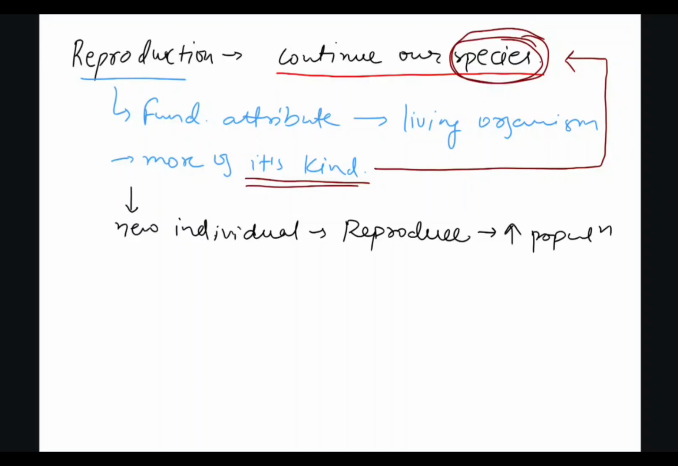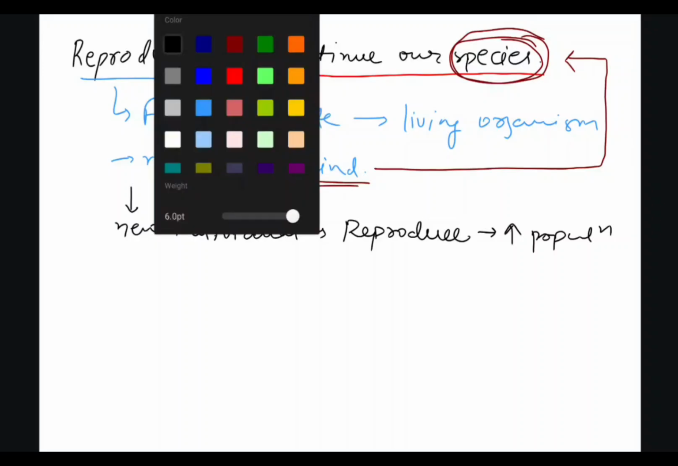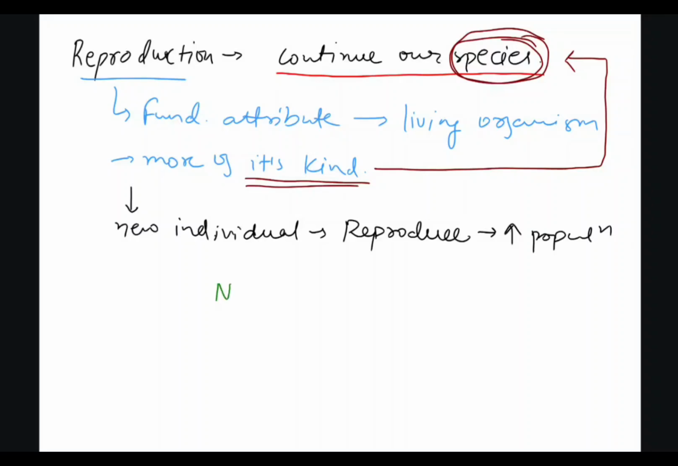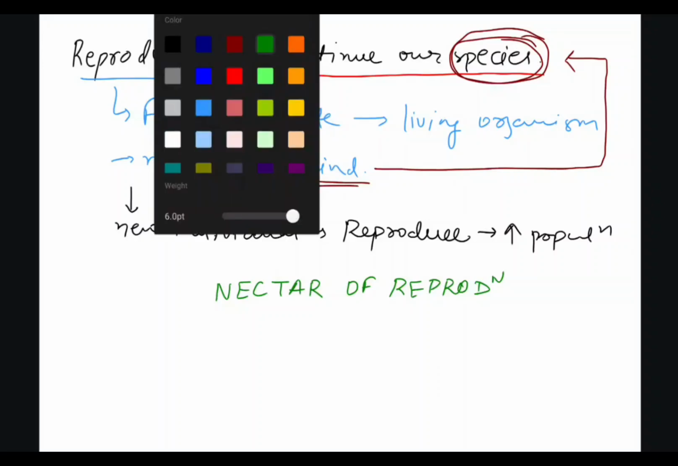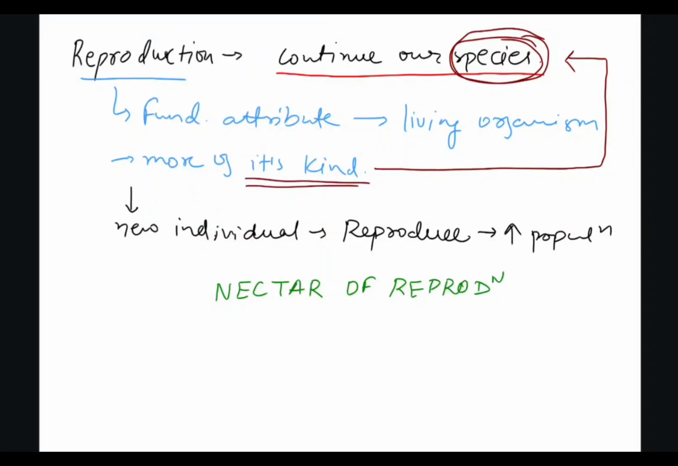So that is what I would mean if we say that it is the nectar of reproduction, it won't be wrong, right? Because ultimately we are continuing our species. New individuals are birthed, they again reproduce, they increase the population, and the cycle goes on and on, right? Now the question is, how do we ascertain whether two organisms belong to the same species or not, right?